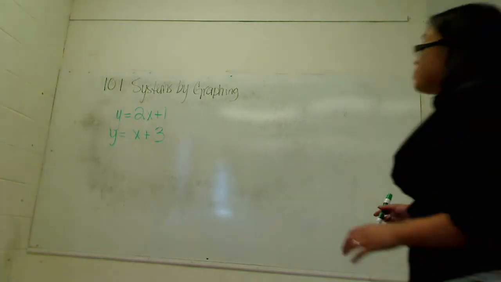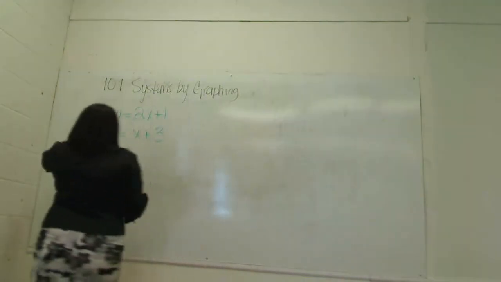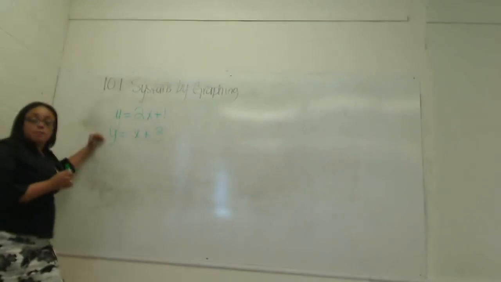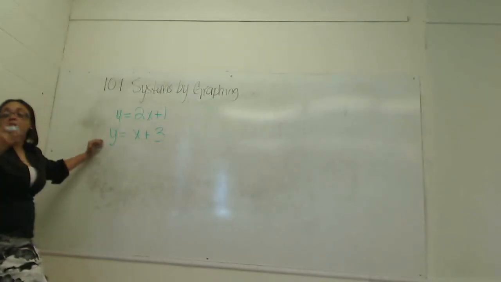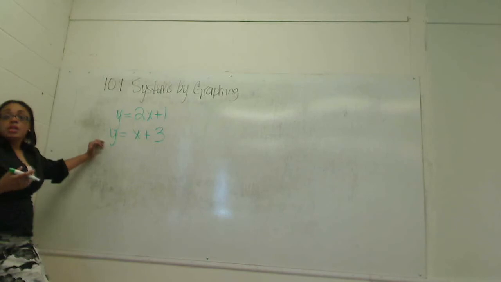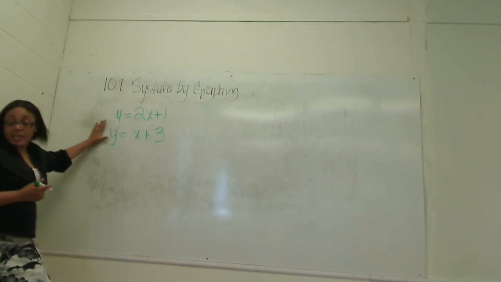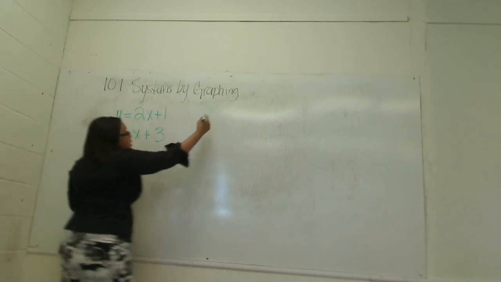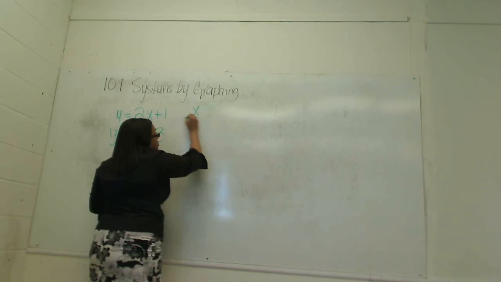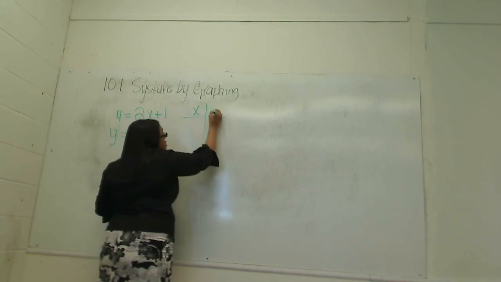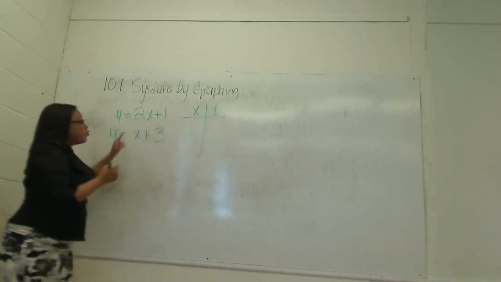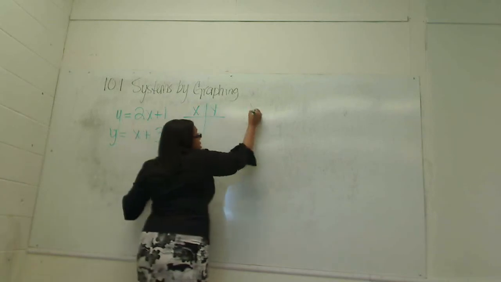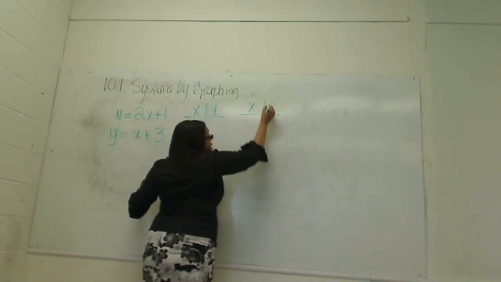With a system, what that means is you have more than one equation. You have more than one at a time that you're working with. So you need to worry about solving these. And the way you do that, however you want, you can start an XY table, but you have to do one for each equation. An XY table for each equation.